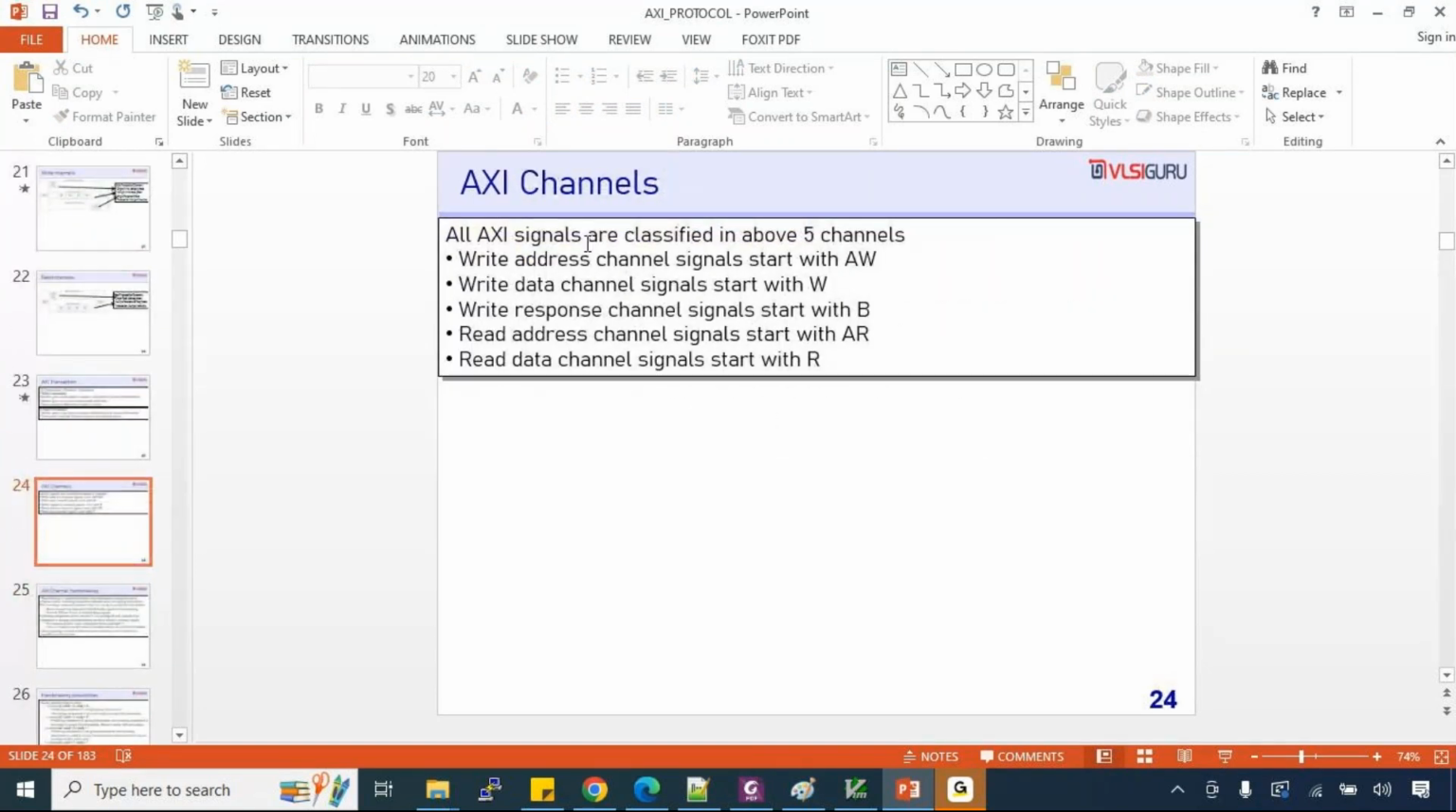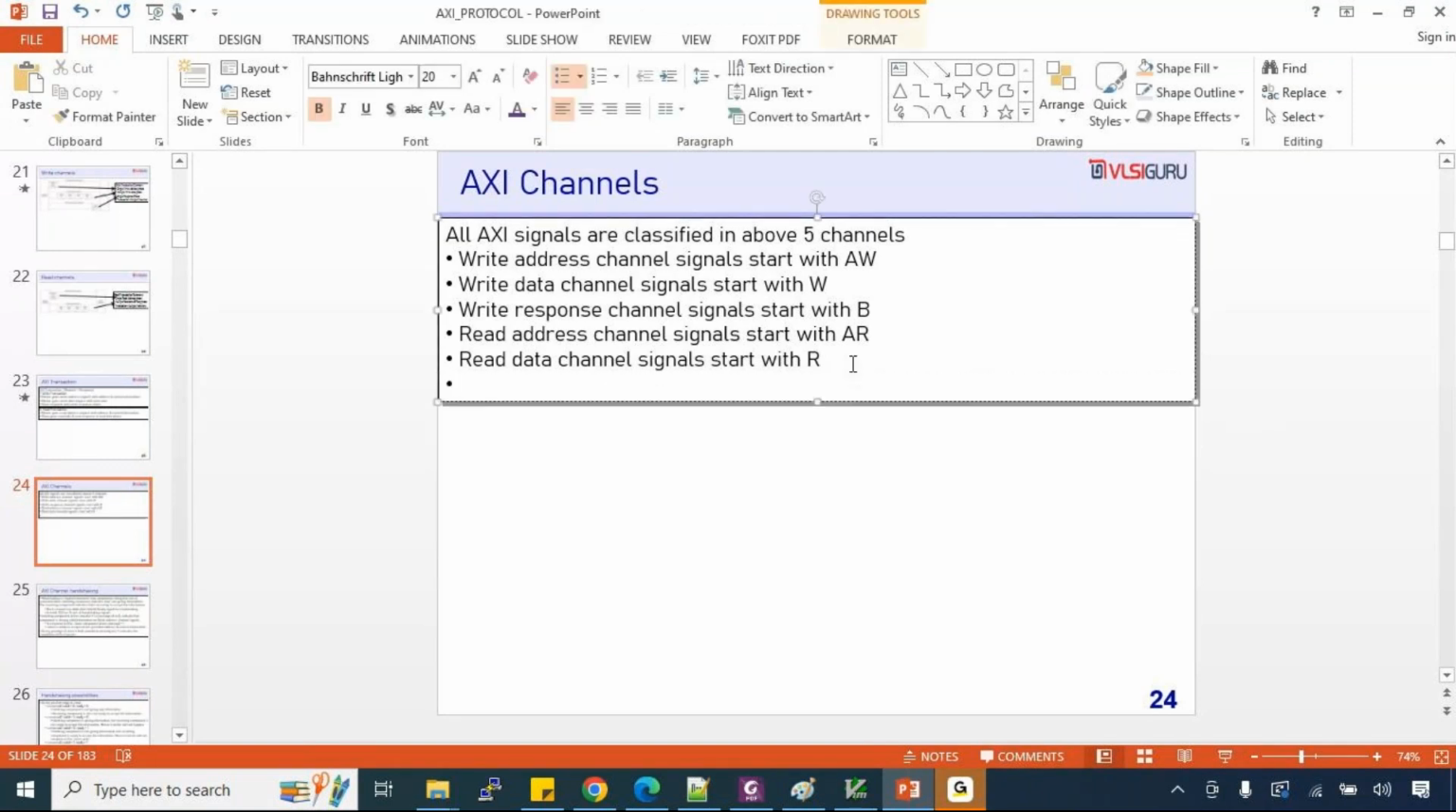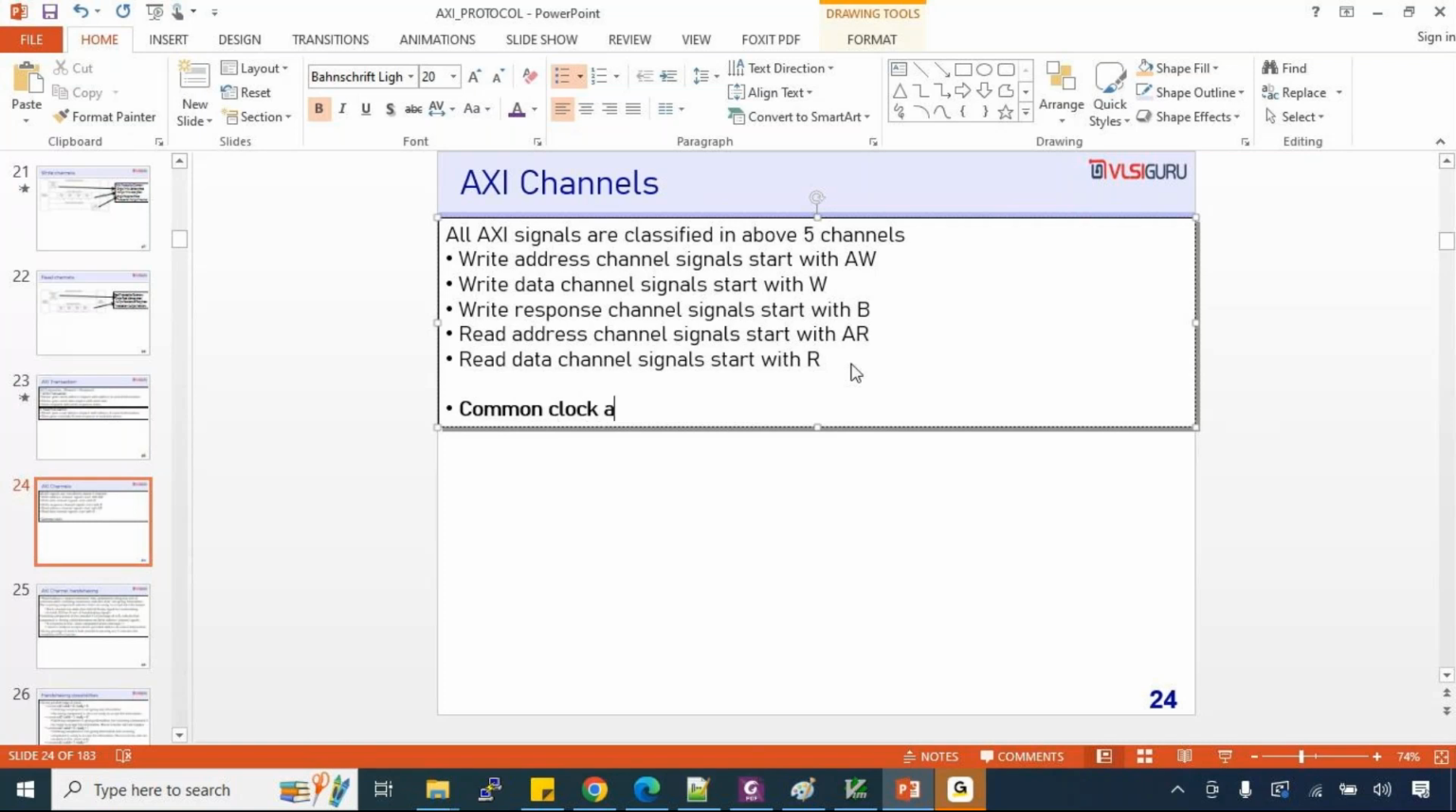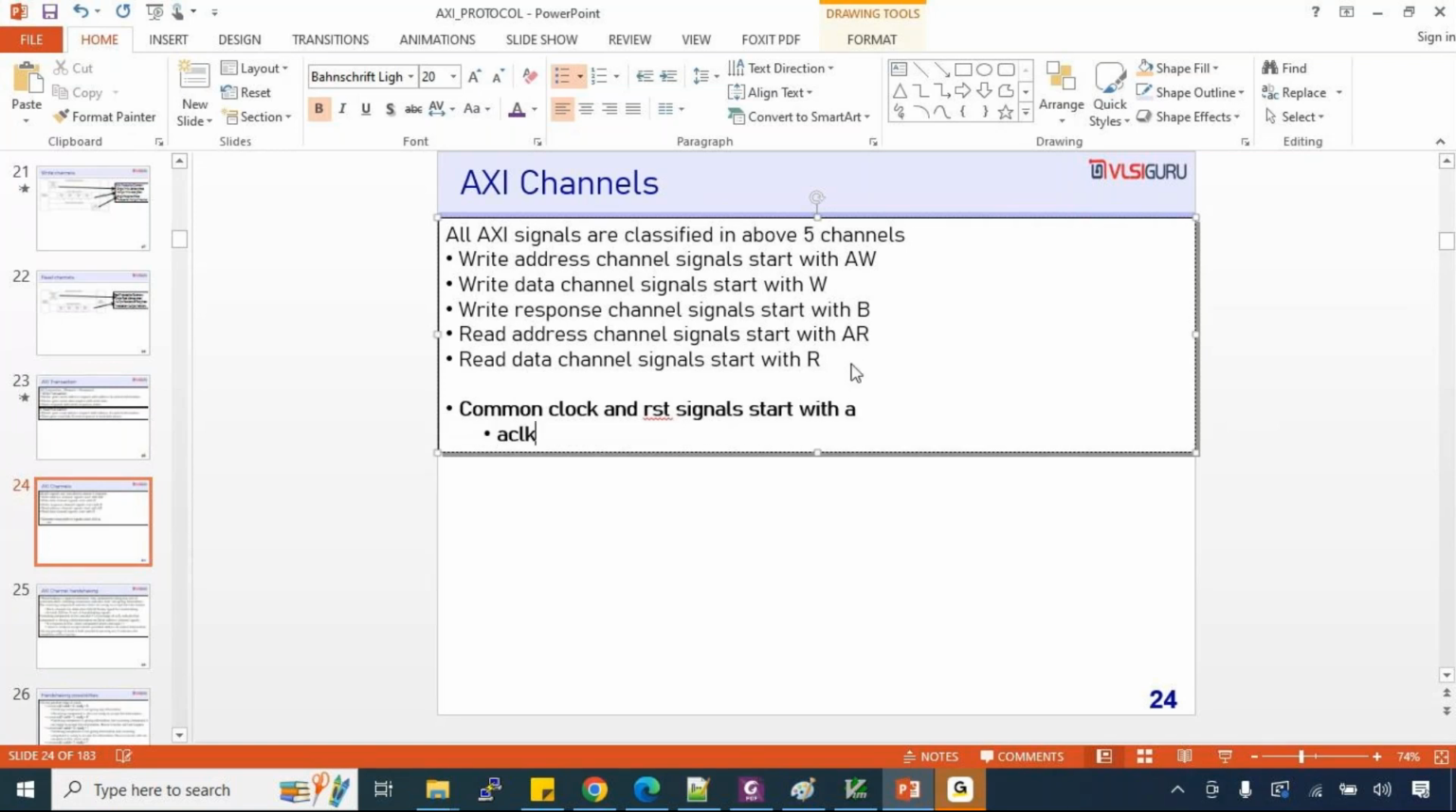All AXI signals are classified into 5 channels. Write address channel starts with what? AW. Write data W. Write response B. Read address AR. Read data R. Some common signals are there. They start with A. Clock and reset. Common clock and reset signals start with A, meaning ACLK, ARESET, because they belong to everyone.